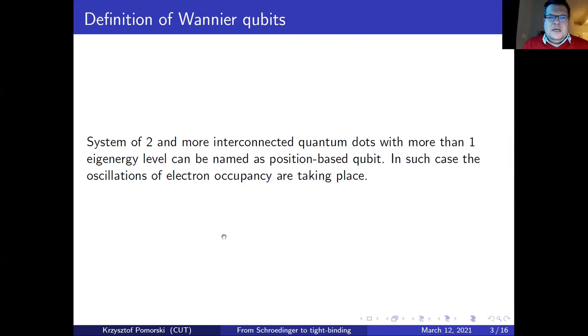So basically what I named a position-based qubit is a system of two or more interconnected quantum dots with more than one eigenenergy level, and this connectivity can be tuned in an electrostatic way. What we observe is oscillations of electron occupancy in the system of such coupled quantum dots.